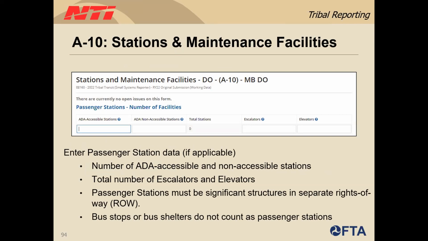But please note that passenger stations must be significant structures in a separate right-of-way and typically include functions like ticketing, restrooms, concessions, or an information desk. Bus stops or simple bus shelters do not constitute passenger stations.